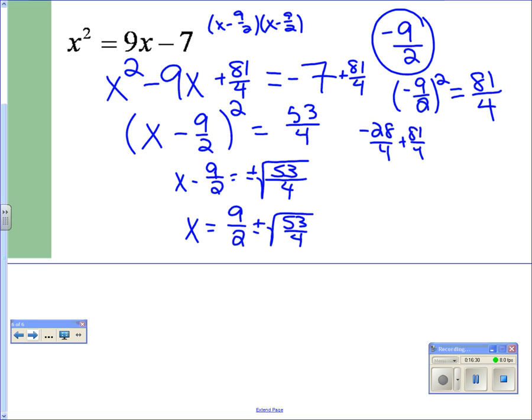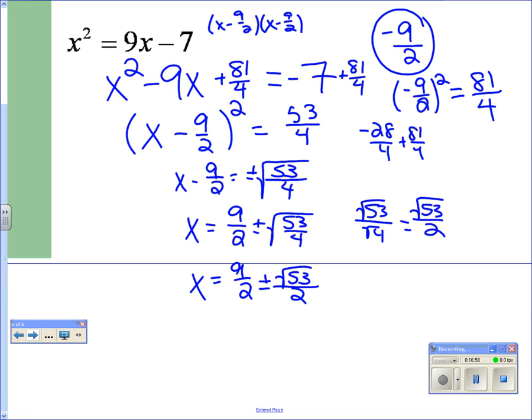Can I leave my radical with a fraction? Do I know the square root of 53? Do I know the square root of 4? So instead of having the square root of 53 over the square root of 4, what is it? Does that make sense? So this is your actual answer. Does that make sense? Any questions?